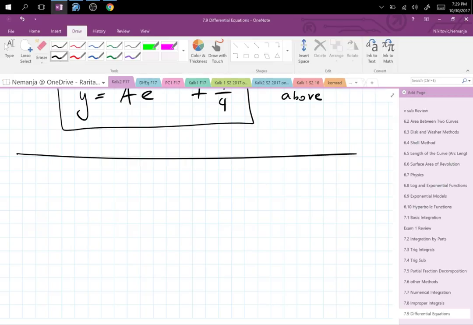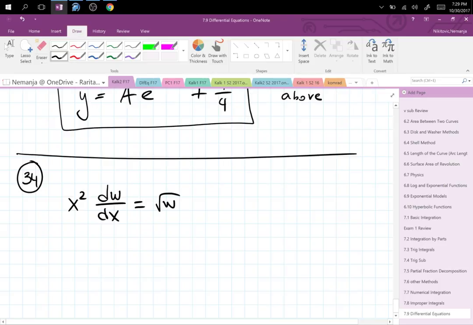All right. Practice problems for you to enjoy. And we're done. So use the separation of variables, right? X squared dw dx is equal to square root of w times 3x plus 1.